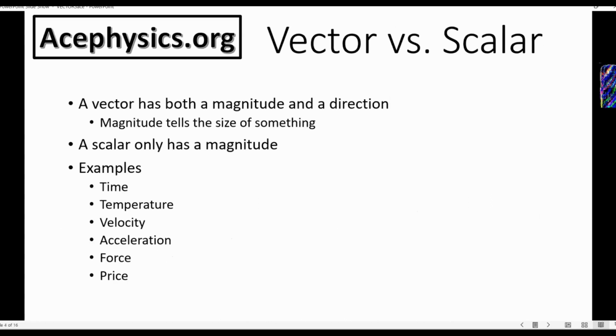There are vector quantities in physics and there are scalar quantities in physics. A vector has both a magnitude and a direction. As I said before, magnitude tells the size of something. A scalar only has a magnitude. Here's some examples of quantities in physics, and let's decide whether they're vector or scalar quantities. To begin with, time. Is time a vector or scalar quantity? What do you think? Time is a scalar quantity because you say it's 4 o'clock. You don't say it's 4 o'clock going north, or it's 4 o'clock going backwards.